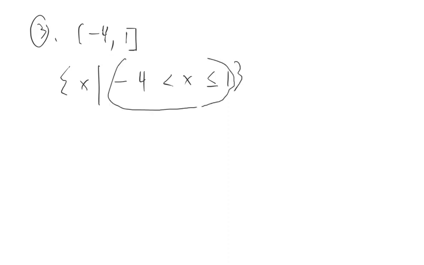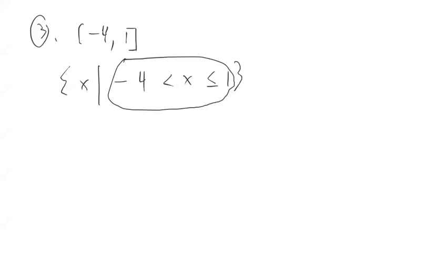Third problem is the interval notation, parenthesis negative 4, 1 bracket. So what does that mean in set builder notation? That means any value of a number x such that negative 4 is less, sorry, I made a mistake. Negative 4 has to be less than x, but x could be less than or equal to 1, because the bracket means that it could be equal to 1. So this is the answer you're looking for in that problem.